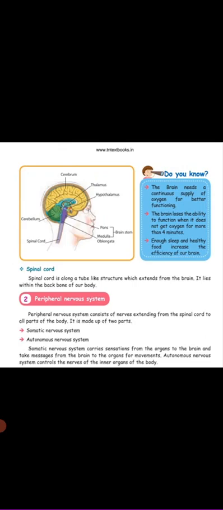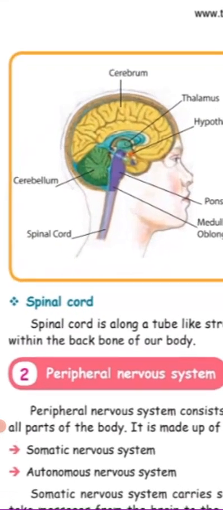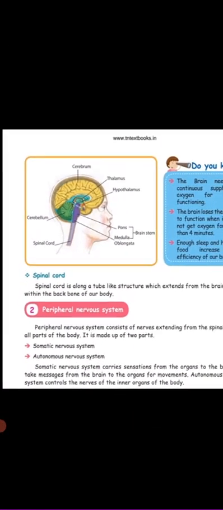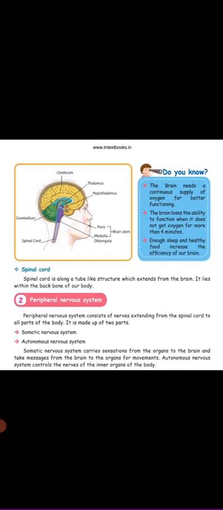The spinal cord is a tube-like structure. See in that picture, can you see? It is a tube-like structure which extends from the brain and lies within the backbone of our body. Clear? Yes, and the last one is the peripheral nervous system.